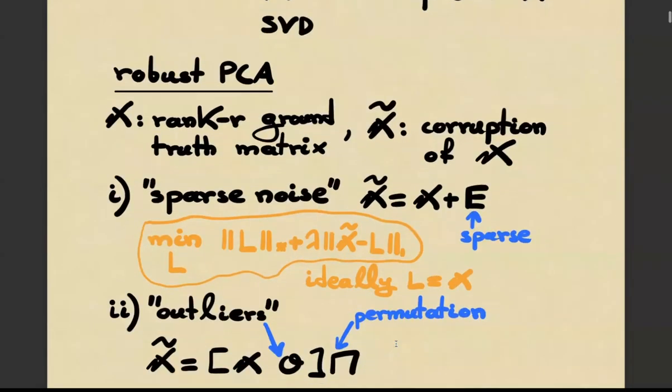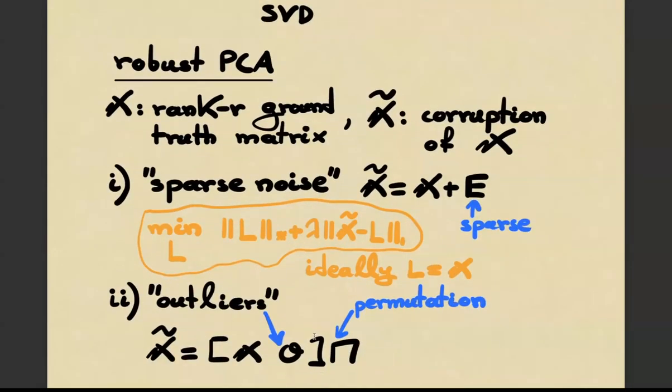The other type of corruption is we have additional points in our data set. So the ground truth rank r matrix X is our data set. And then we have some additional points which are outliers. We don't want them. And so what we observe is a bigger matrix. It has the inliers and the outliers.